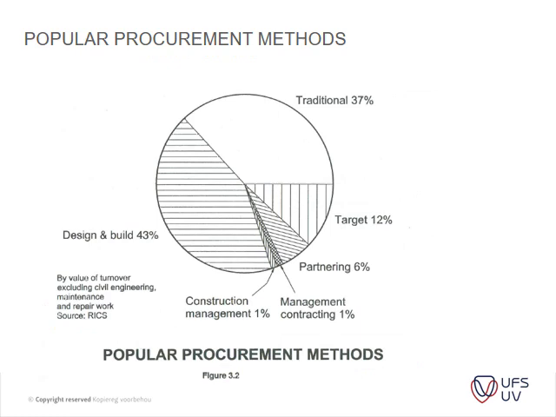Okay, then we look at figure 3.2, and this is also the UK again. I think ours is a little bit different because our traditional way of procurement is much more prominent than in the UK. In the UK, they have quite a lot of design and build projects, but with your design and build projects, you have to have a strong client.